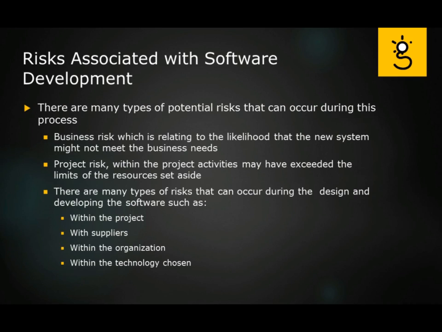There are types of risks that occur during the design and developing of the software, such as times when we're working within the project, when we may have come up against a problem, maybe it's a resource problem, maybe it wasn't designed well enough and the data doesn't match the goals. Maybe suppliers that we need for software or hardware. Some other risks that occur from within the organization could even be people deciding that they want some changes after the project's already begun. Maybe even risks with the technology that's chosen.